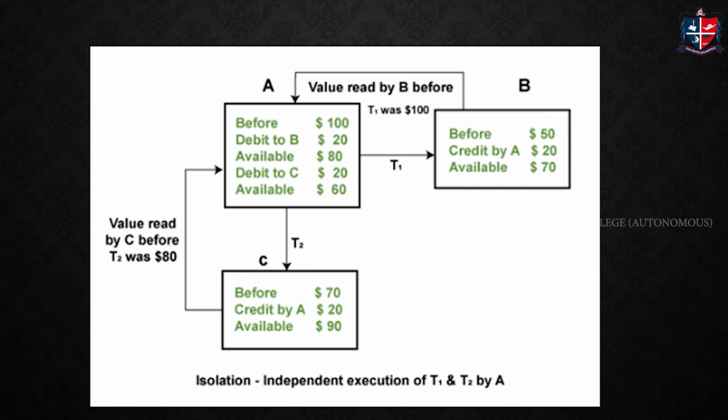That means transaction T1 is not affecting T2, and T2 is not affecting the T1 transaction. So we can say that it's isolation, independent execution of T1 and T2 by A. The T1 transaction is not affecting T2, and T2 is not affecting the T1 transaction. This property is known as isolation.